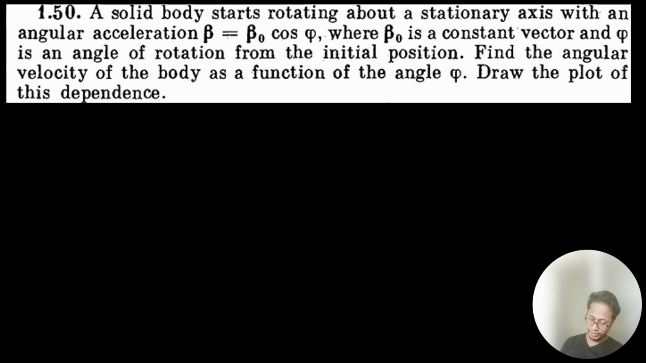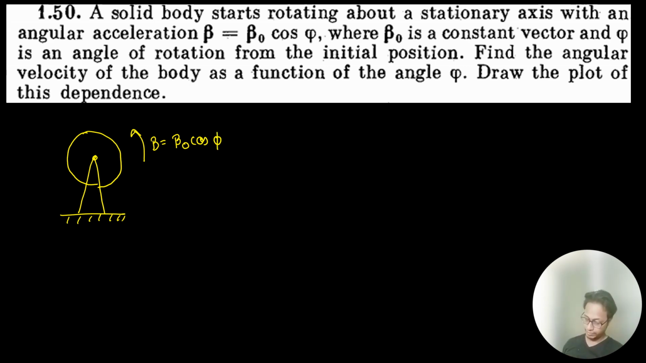Where this body was rotating about a stationary axis, and the angular acceleration beta is equal to beta naught cos phi, where beta naught is a constant and phi is the angle of rotation. That means this phi is the angular displacement. Find the angular velocity of the body as a function of angle phi and draw the plot of this dependence.